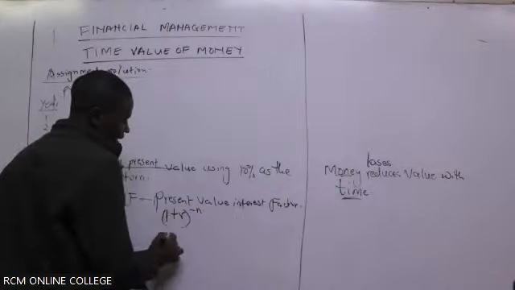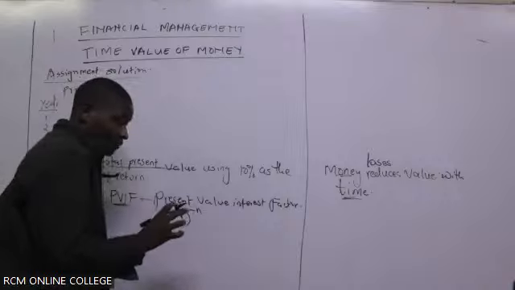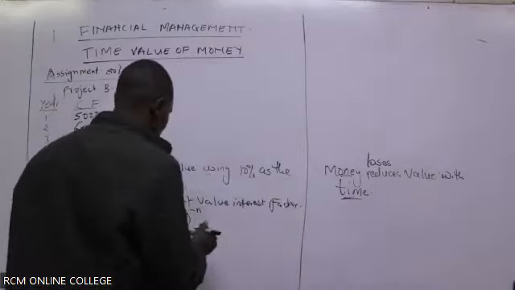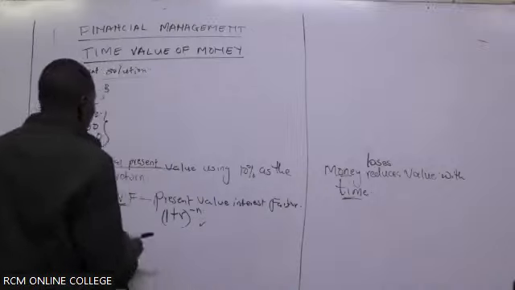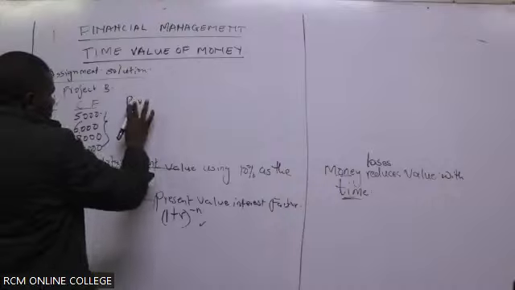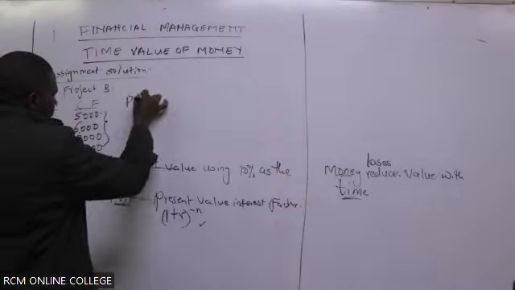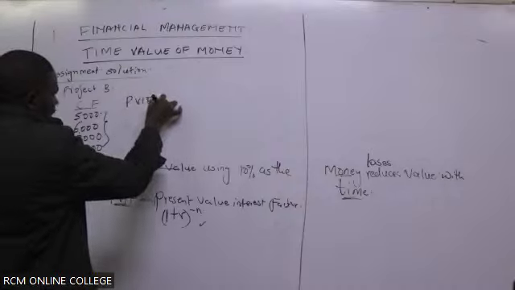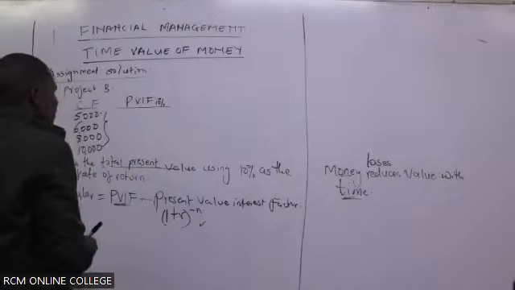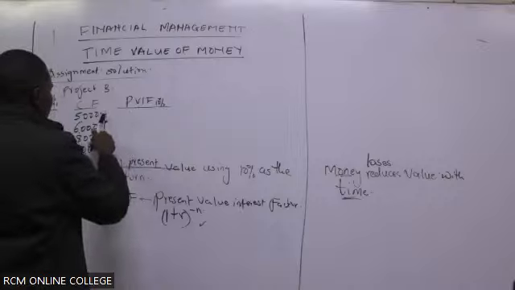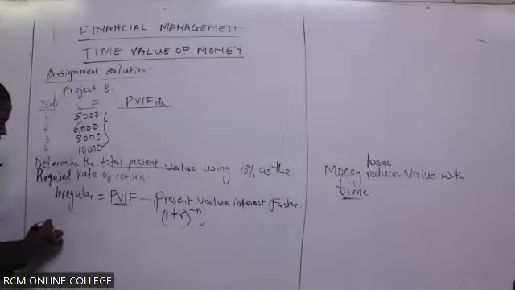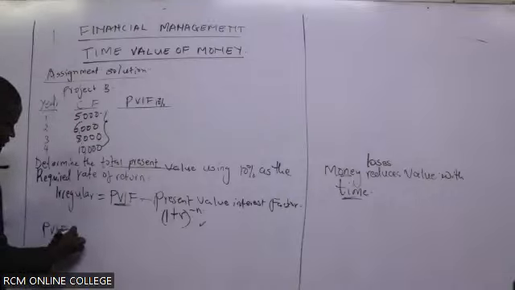Class, I told you that this is golden, and it is good to note that this is the formula for getting the PV. So in this case, if I want to discount this, I'm using 10%. The first thing I need to get is the PV of the first year.